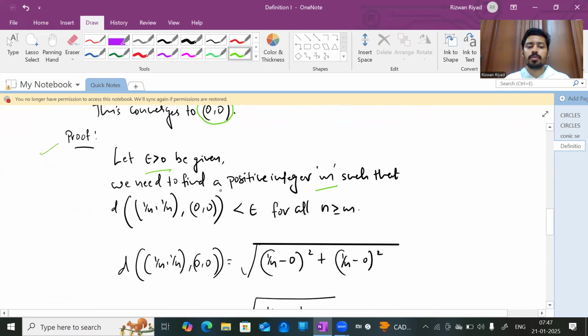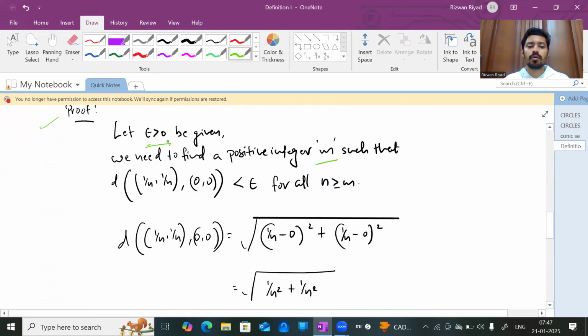Suppose that epsilon greater than 0 is given. Let epsilon greater than 0 be any positive number. It's an arbitrary positive real number. We will prove for this epsilon greater than 0. Since it is arbitrary, it will be true for any epsilon greater than 0, for any real number. That's why we are proving it for arbitrary epsilon greater than 0. Yes, let epsilon greater than 0 be given.